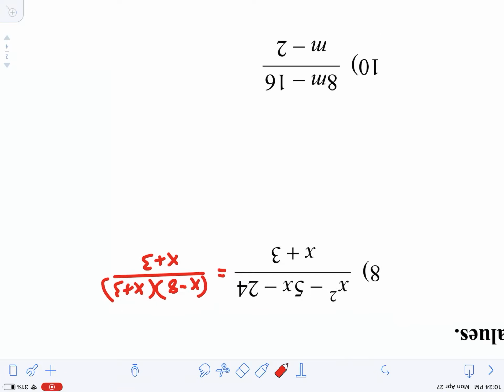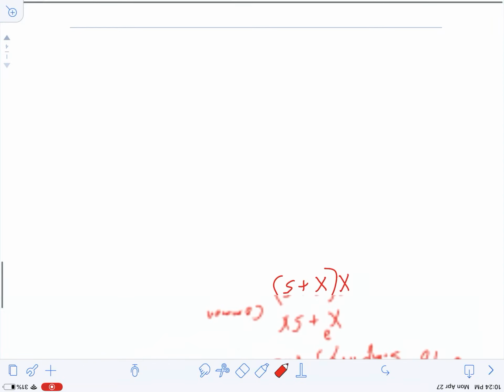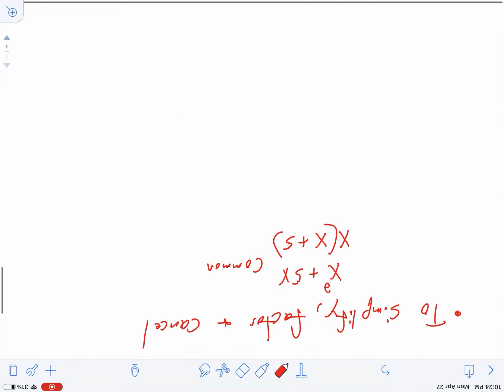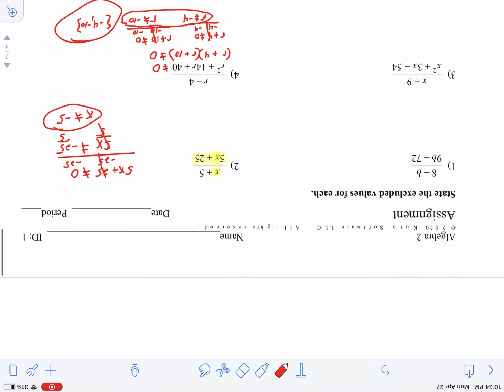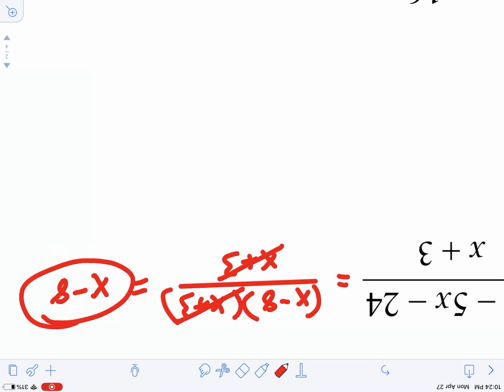So what did I say you had to do? To simplify, factor and cancel. In fractions, canceling is just where you have the same thing on the top and bottom. The top and bottom of this fraction both have x plus 3. So when you cancel that out, you're left with x minus 8, and that is the simplified answer.